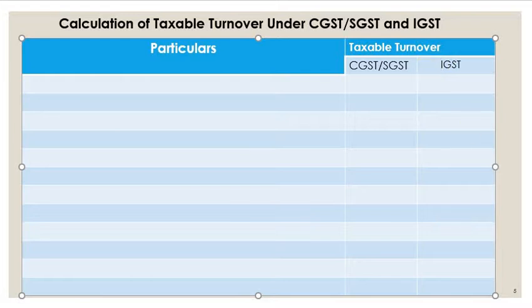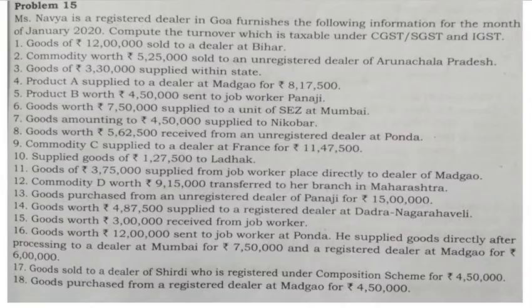Now let's go to the first transaction. Ms. Navya is a registered dealer in Goa. She furnishes the following information for the month of January. So we have to compute the turnover. Remember, Navya is from Goa, so whatever transaction she makes is from Goa. So look at the first one.